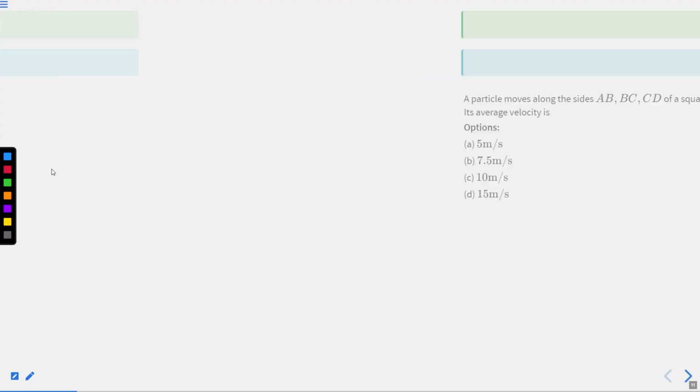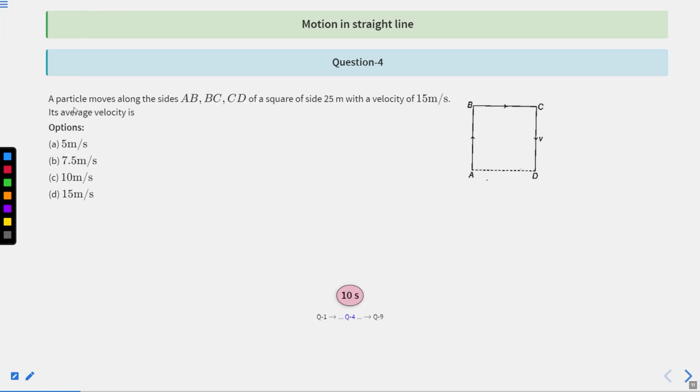Now fourth question. A particle moves along the sides AB, BC and CD of a square of side 25 meter with velocity 15 meter per second. Its average velocity is, so using this diagram and according to the question, find out the average velocity. You have 10 seconds to solve this question. After that, we will provide the solution. Clear?